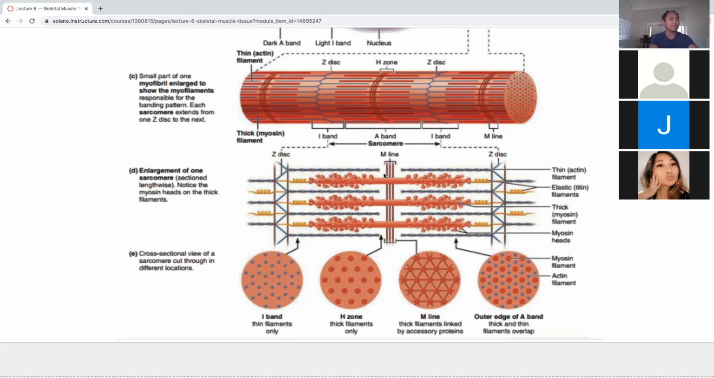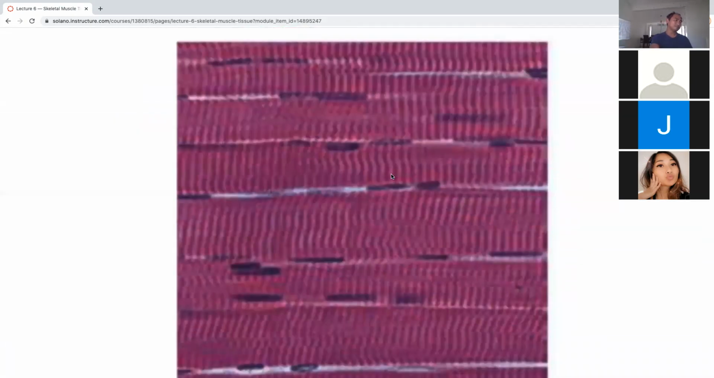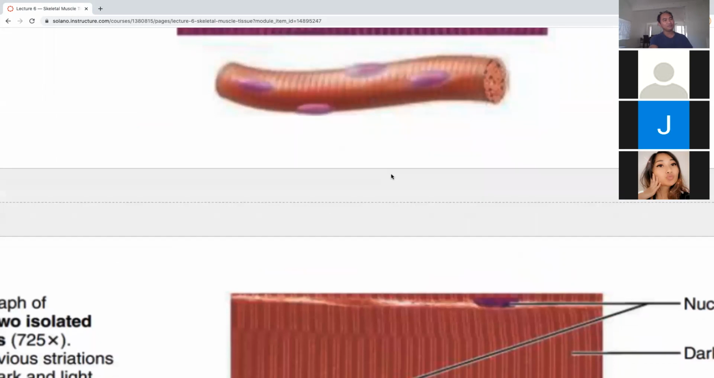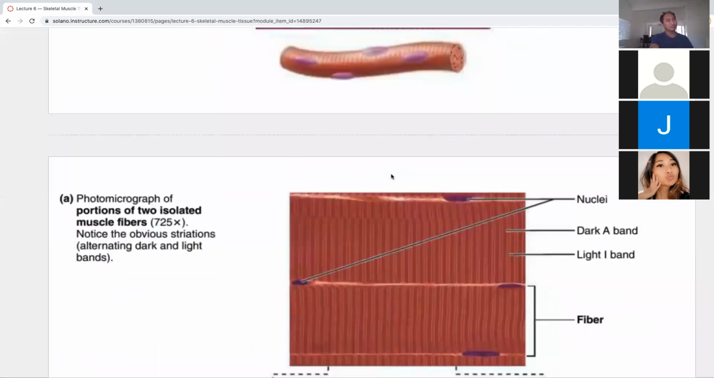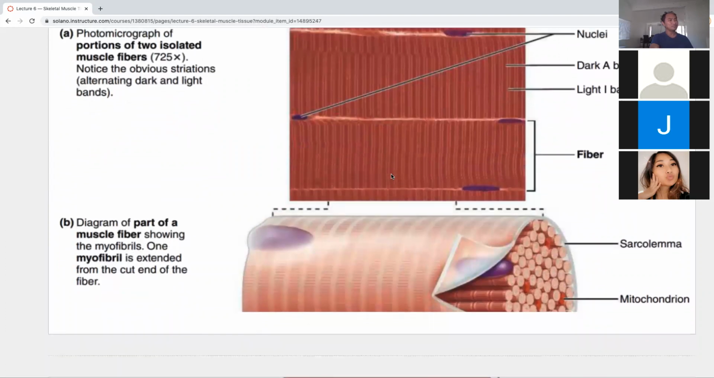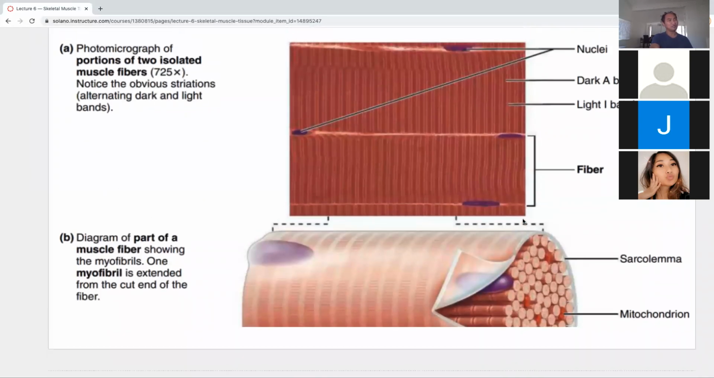And why do we get M line? The reason we get M line is at that point, all the myosin, they are interconnecting to each other. And I'm not going to bore you with this I band, A band. I believe it is pretty boring. And you might feel like, hey, it is too much. So don't forget all the myofibrils, they are wrapped with the sarcolemma and endomysium.